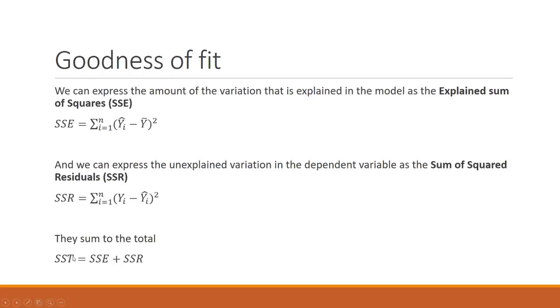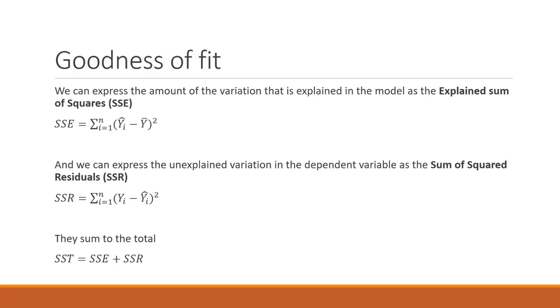So the total amount of variation of the dependent variable is equal to the amount of variation that is explained by the model plus the amount of variation that is not explained by the model, or the amount of variation that's captured by the residuals. This is the total sum of squares, the total amount of variation in the dependent variable. Now, using these measures, we can come up with a measurement of the goodness of fit.